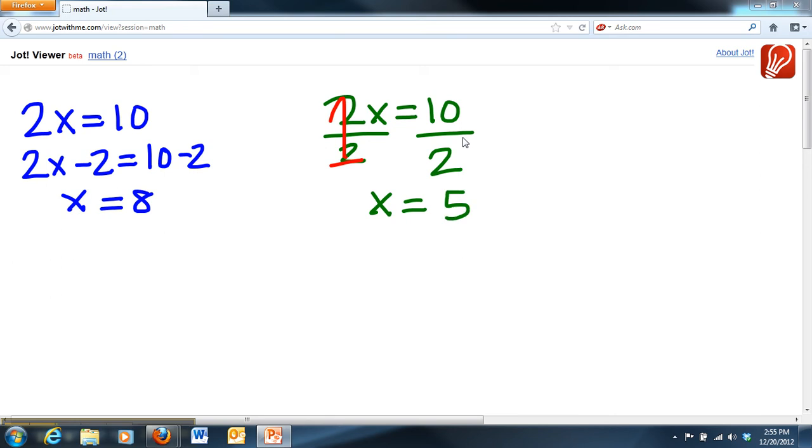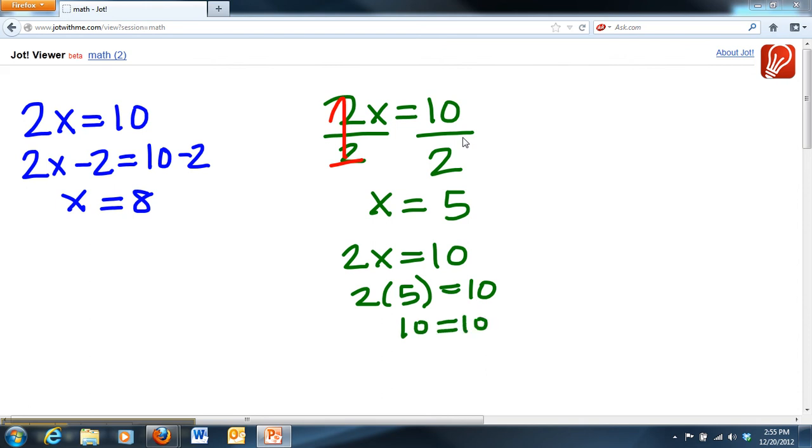Now to know that we solved it correctly, we could take this value of 5 and plug it into the original equation of 2x equals 10 and see if we get a true statement. So we'll get 2 times 5 equals 10, or 10 equals 10. And that checks. So that tells us that this is actually the correct solution to the equation.